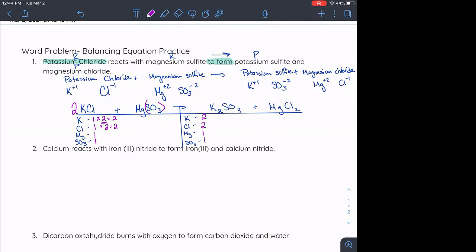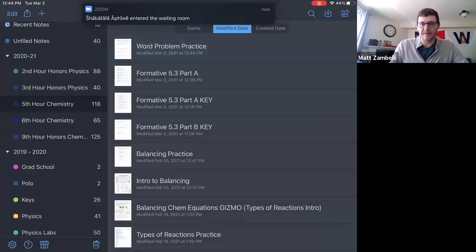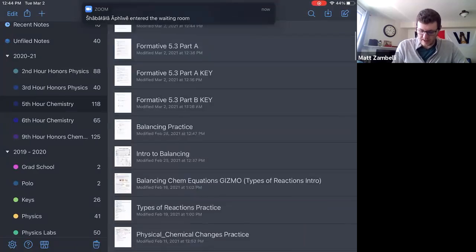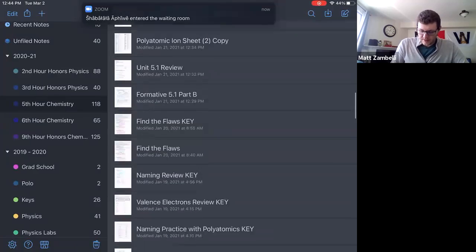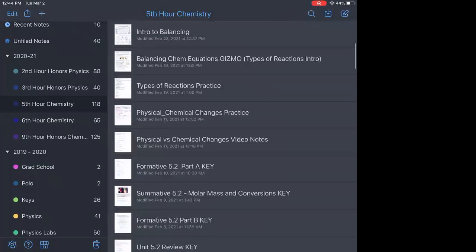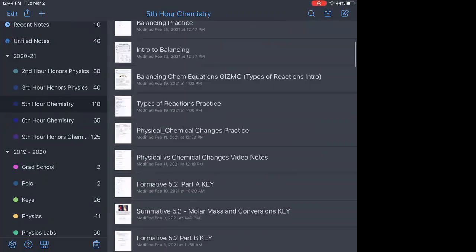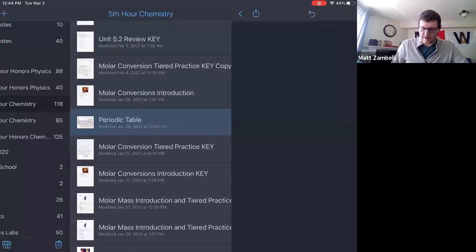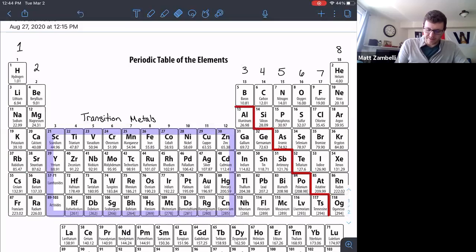I have a question. What's up? How do you know the charge of the elements? Is it on the periodic table? Yes, so the big part for that one is going to be, where's my periodic table? I probably passed it like 3 different times. There it is. Okay, so we're looking at our periodic table.